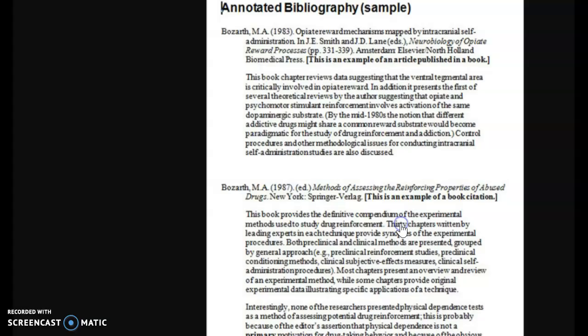And so that's why an annotated bibliography has citations and annotations. And they're all listed one after another. So here you can see there's a book by M.A. Bozarth. And then if we scroll down, we'll see more citations by more authors. So that is what an annotated bibliography is in general.